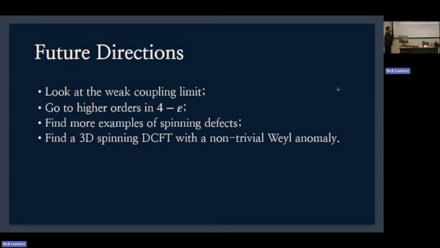It would also be interesting to see if we can get more of these spinning defects, because by and large, we tend to just look at defects as things that preserve rotations around the defects, but there's no reason that they have to. And in particular, in some previous work, we found that in 3D, if you insert a defect into a CFT, you can get a non-trivial Weyl anomaly, which is very nice. And so it'd be really cool if we could actually find a theory where this particular term appears. And that's something I would like to explore in future work.